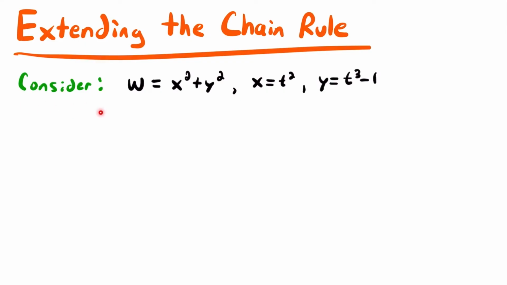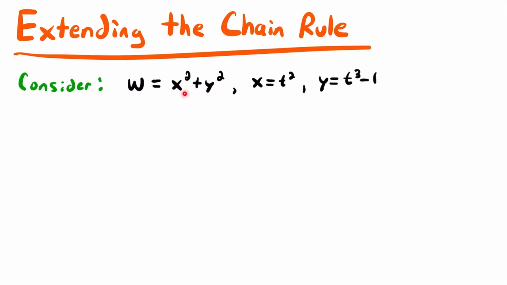Okay, so consider the following equations here. We have w is equal to x squared plus y squared, where x is equal to t squared and y is equal to t cubed minus 1. In this example, w is our dependent variable. It is defined as a function in terms of two variables, x and y. So we would view w as a multivariable function.